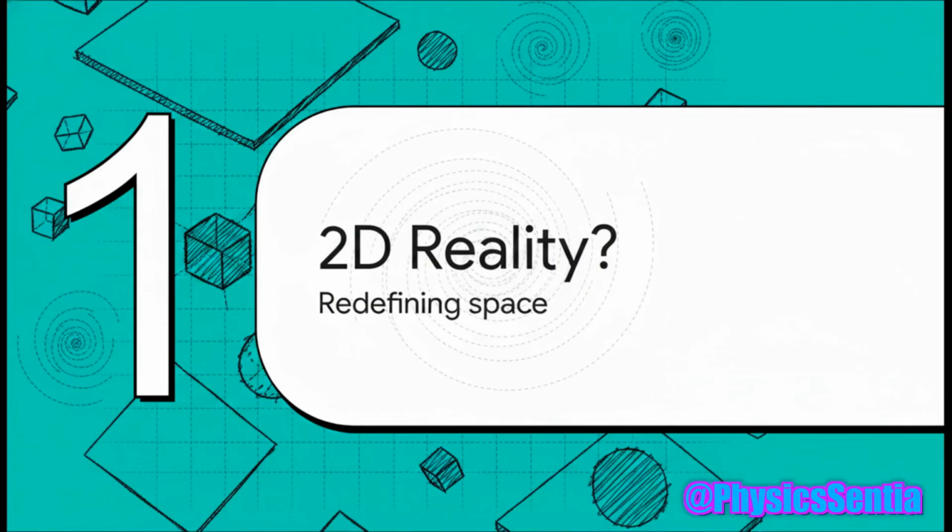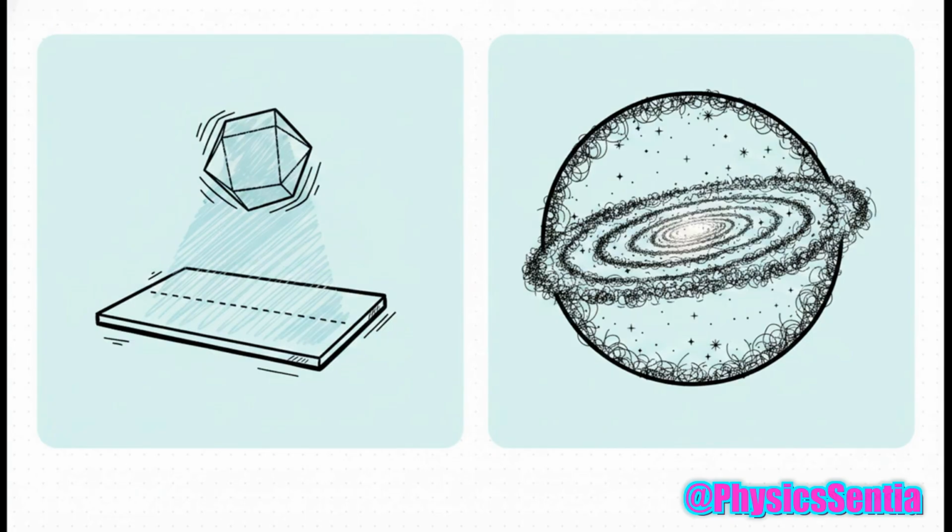All right, section 1, is reality two-dimensional? Redefining the fundamental nature of space. Now, this brilliantly illustrates the massive difference between an optical illusion and physical reality. On the left, we have a standard optical hologram, where a 2D photographic plate projects a 3D image because it records both light intensity and phase information. The crazy thing is, if you cut that plate in half, the entire 3D image remains because the data is non-locally distributed across the whole thing.